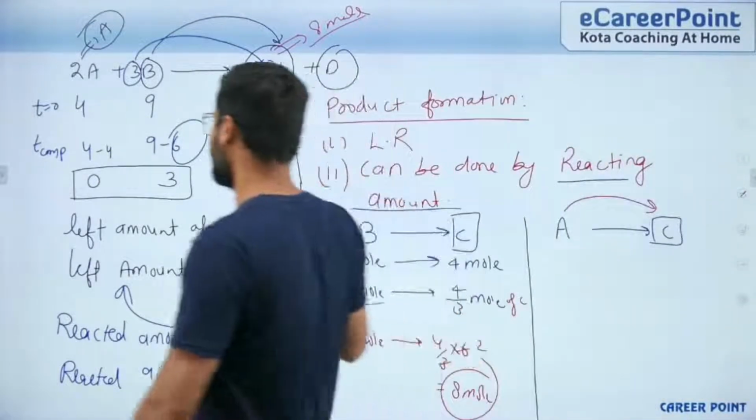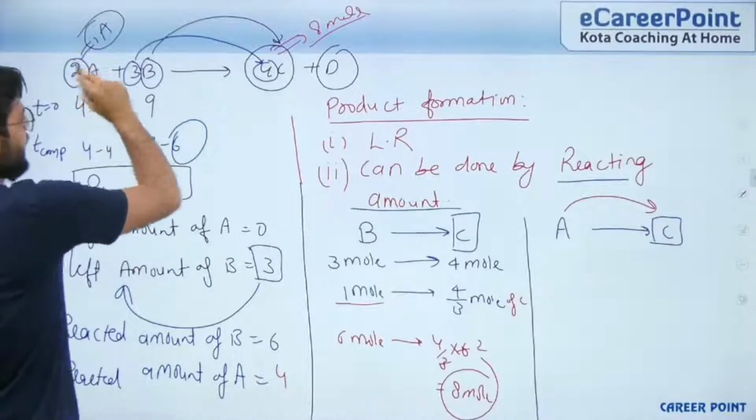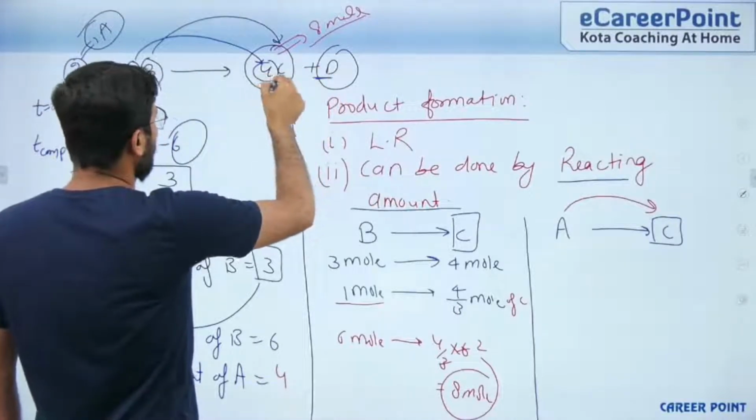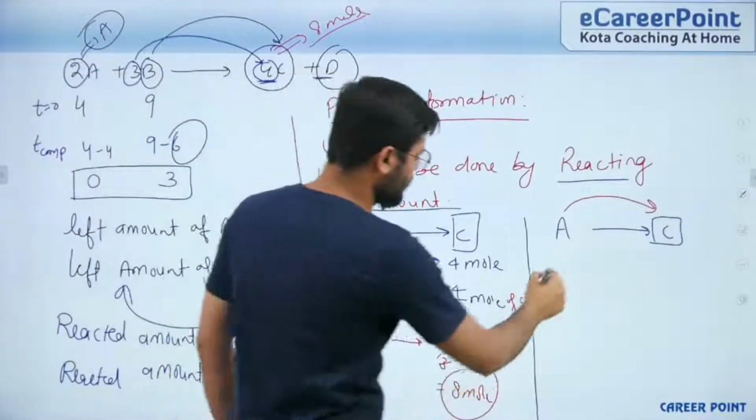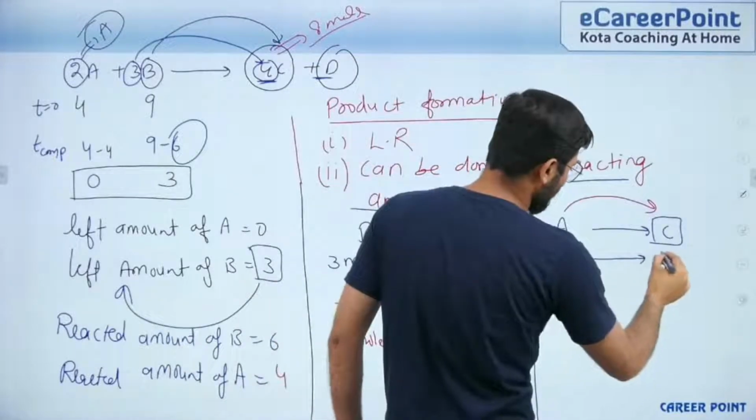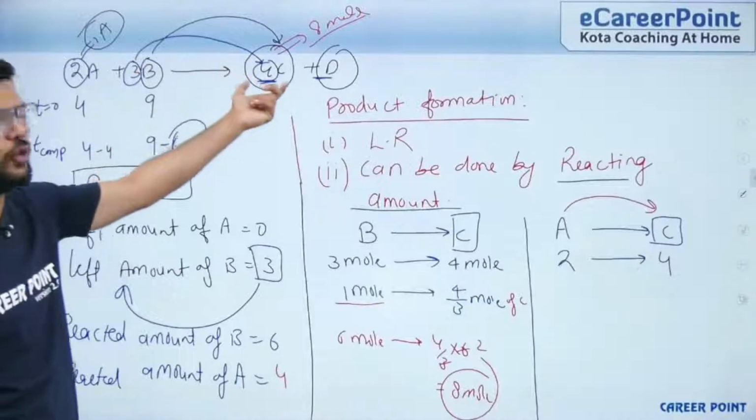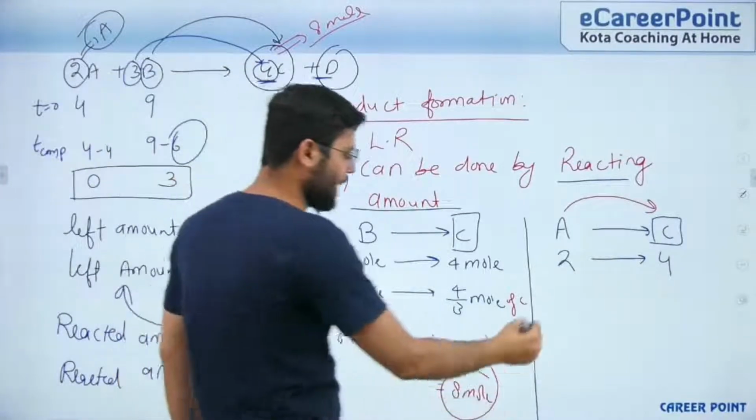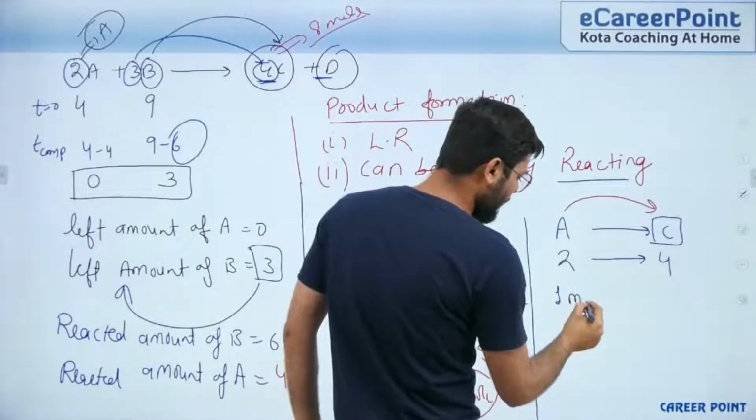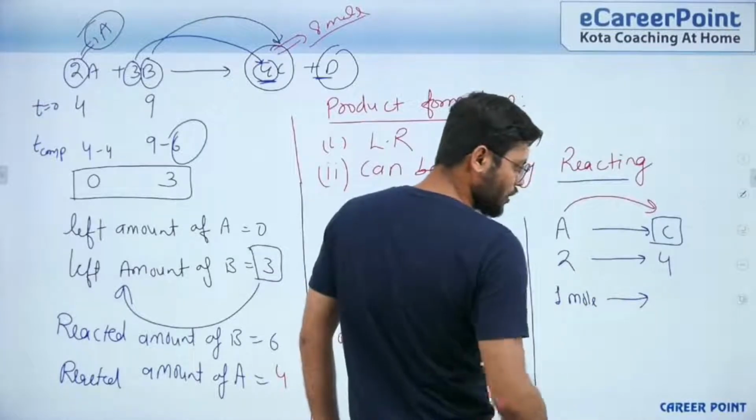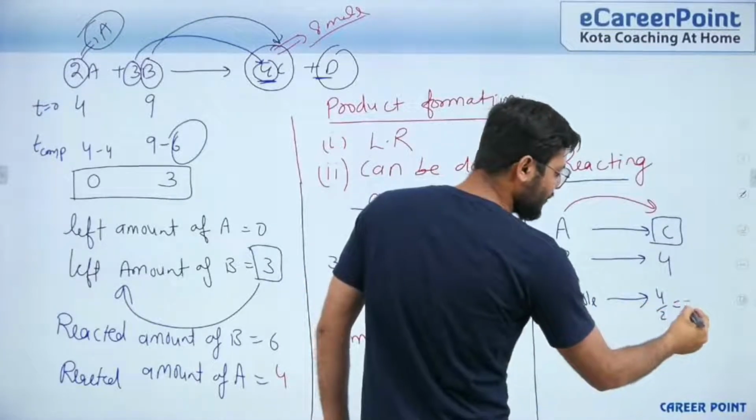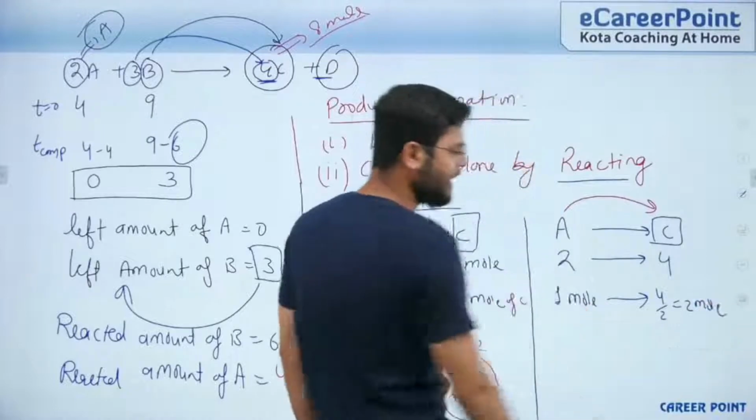So similarly, 2 mole of A is forming 4 mole of C. So I can write by the unitary method, 1 mole of A is going to give 4 by 2, equal to 2 mole of C.